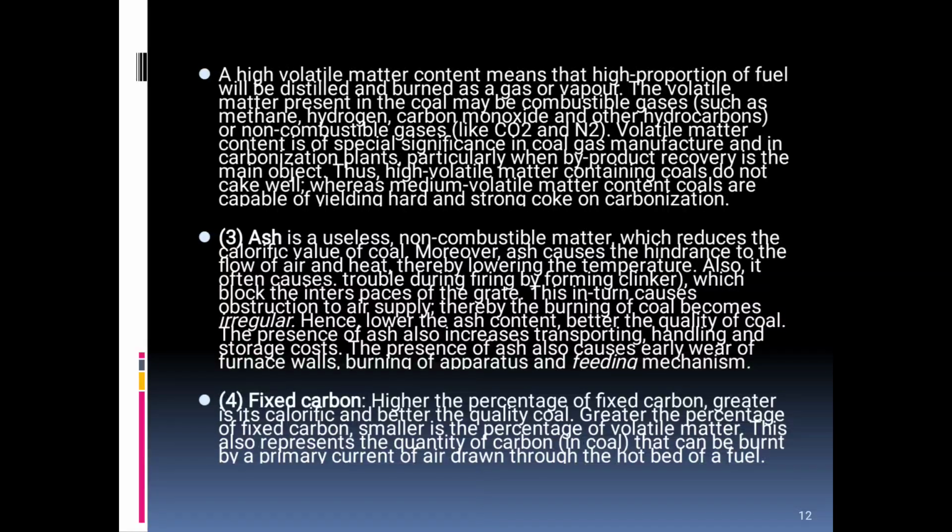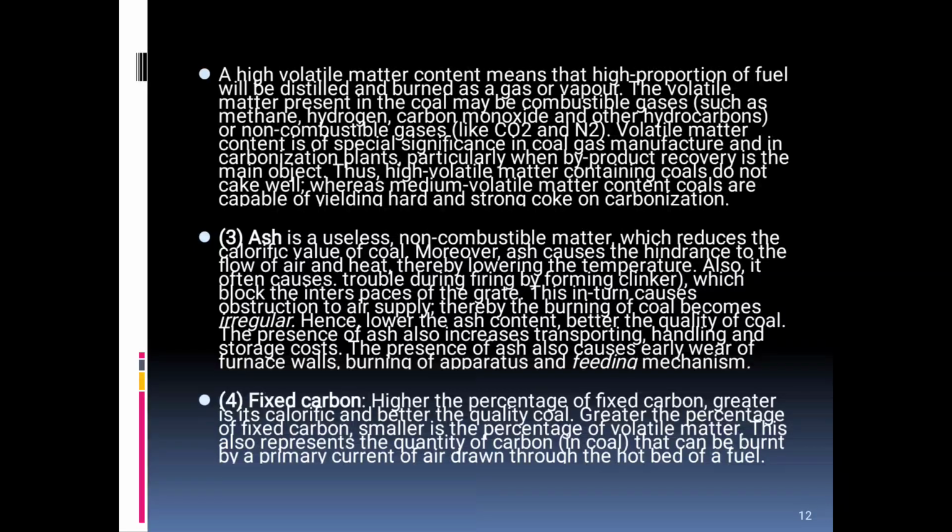vapor. The volatile matter present in the coal may be combustible gases such as methane, hydrogen, carbon monoxide and other hydrocarbons, or non-combustible gases like CO2 and N2. Volatile matter content is of special significance in coal gas manufacture, and in carbonization plants, particularly when byproduct recovery is the main object. Thus, high volatile matter containing coals do not cake well, whereas medium volatile matter content coals are capable of yielding hard and strong coke on carbonization.